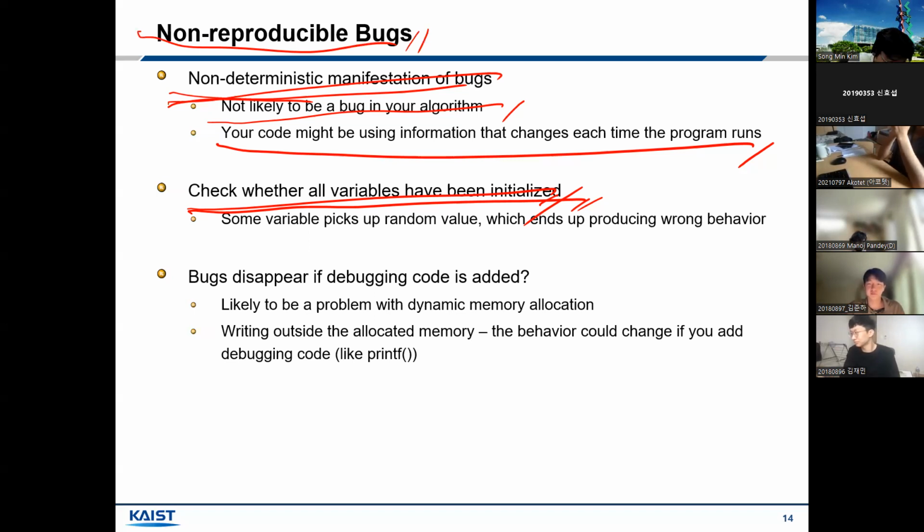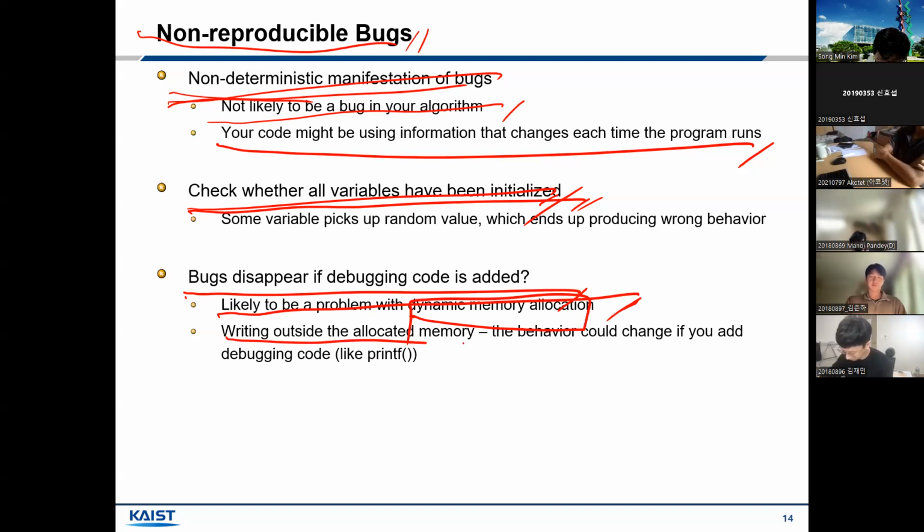Okay. Bugs can disappear if debugging code is added. So there's a bug, you add a printf or assert function to debug, and then all of a sudden the bug goes away. That actually can happen, and in this case, it's likely to be a problem of dynamic memory allocation. For example, maybe you're writing outside the allocated memory. And this behavior could change if you add debugging code like printf.